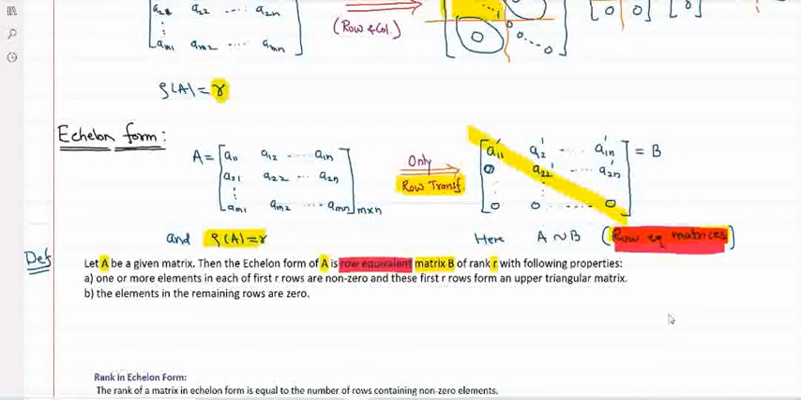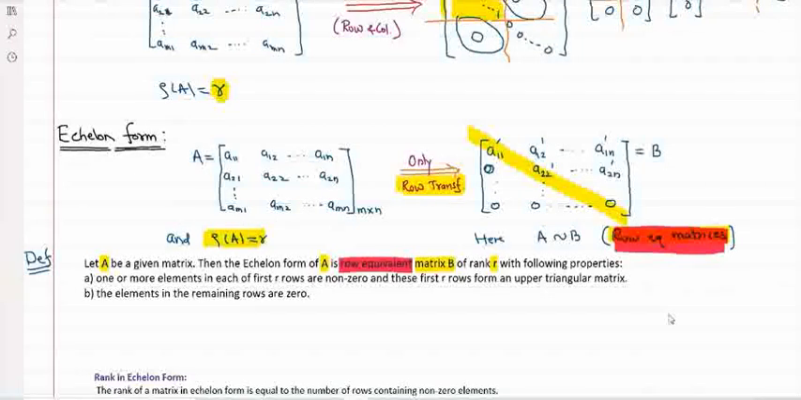And the second condition says that after those R rows, the initial R non-zero rows, the remaining rows must be identically zero. What is meant by identically zero? All the elements in the remaining rows after those R rows must be identically zero.